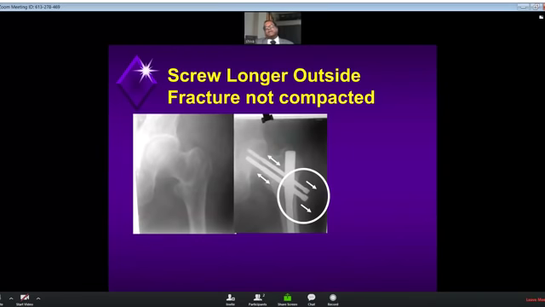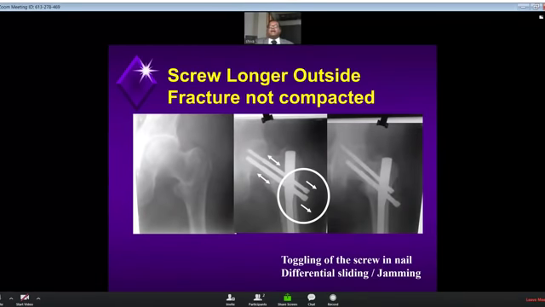Every time the patient tries to move, or even the muscles are contracting or the tensor fascia is contracting, that causes the loss of fixation. Many a time, both the screws walk out, that's the commonest thing. But sometimes, toggling of the screw in the nail causes differential sliding due to one of the screws getting jammed and leading to the Z effect, as depicted in this picture.